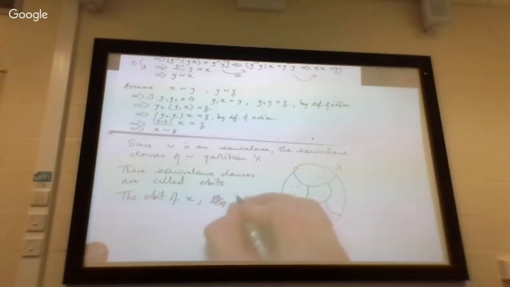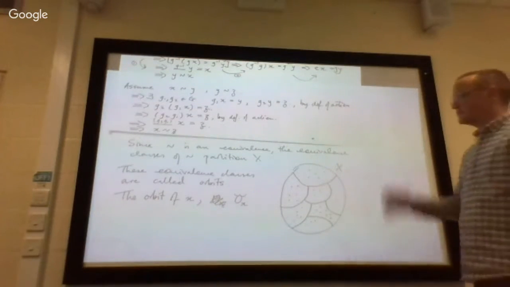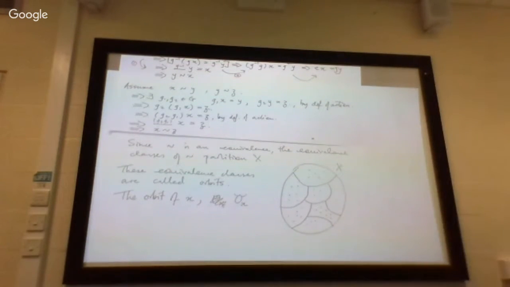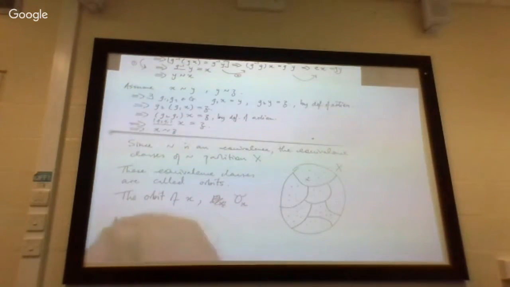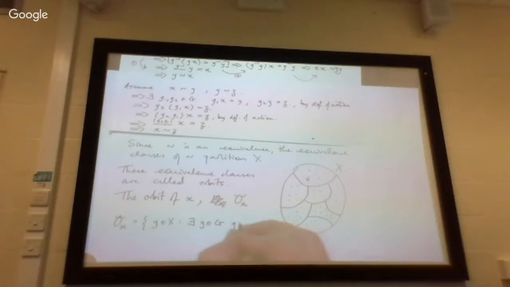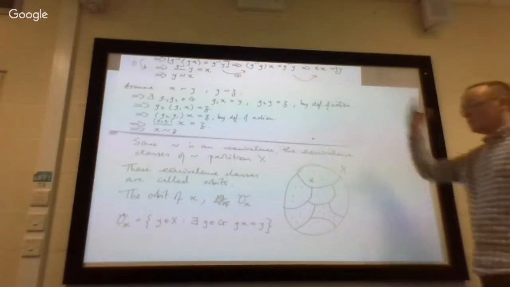Sometimes people write it as something like that. It's a handwriting O. So it's O for orbit, and it's associated to an element little x, so little x could be one of those there. And so the definition of it is, it's the set of every element y from X such that there exists an element g in the group G such that gx equals y. That's the definition of the equivalence relation.